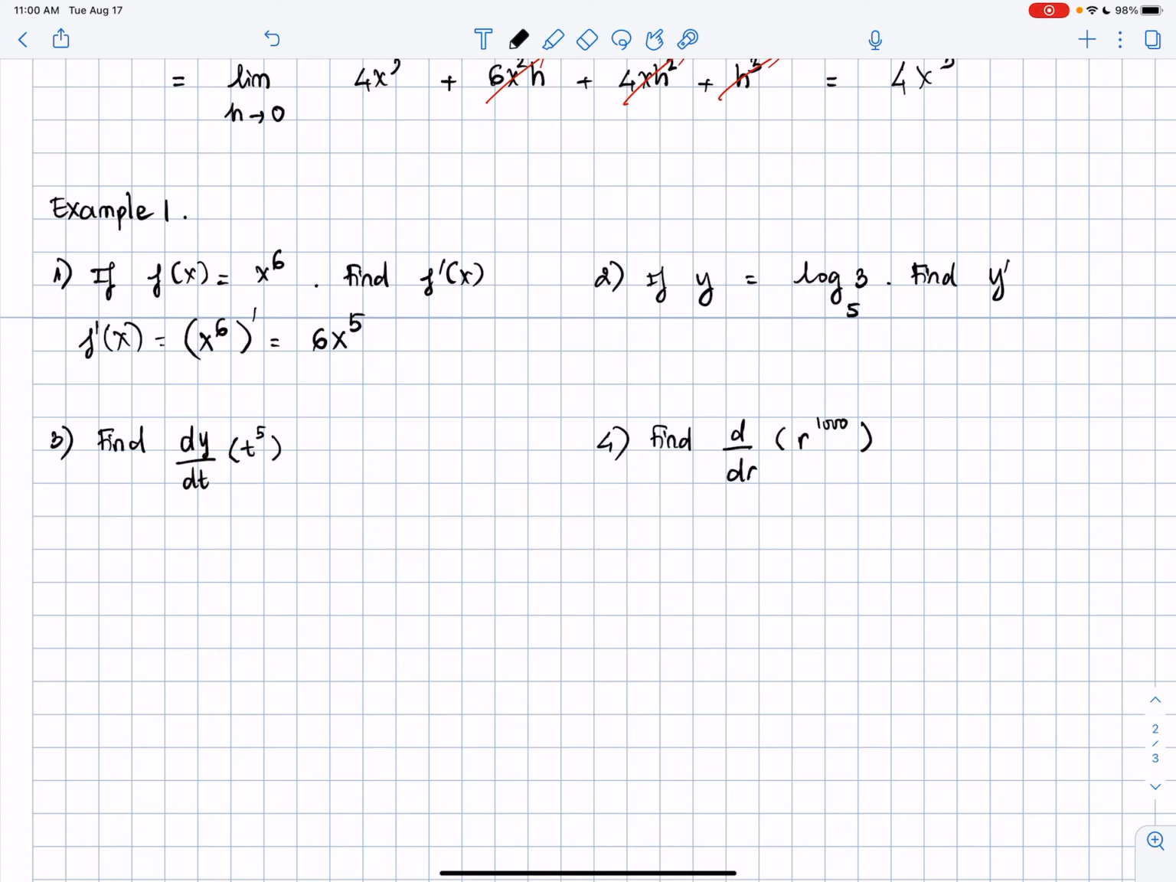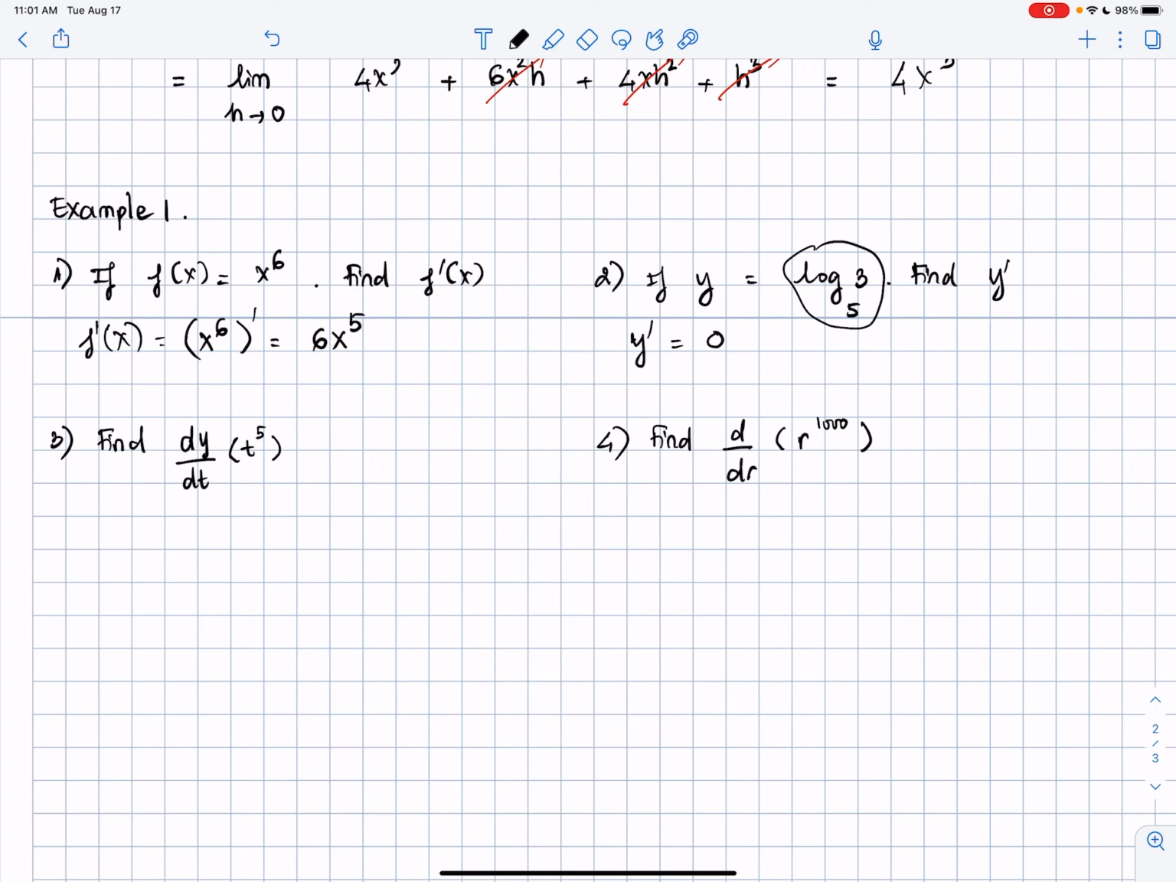Number 2, y equals log base 5 of 3. So we take y prime, which is the first derivative. It's just a different notation, but it means the first derivative. This is a constant, right? So we use the constant rule. The derivative of a constant is 0.